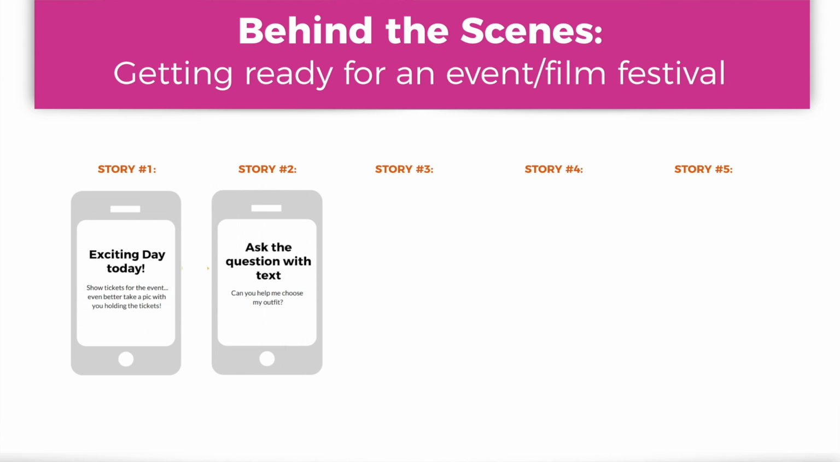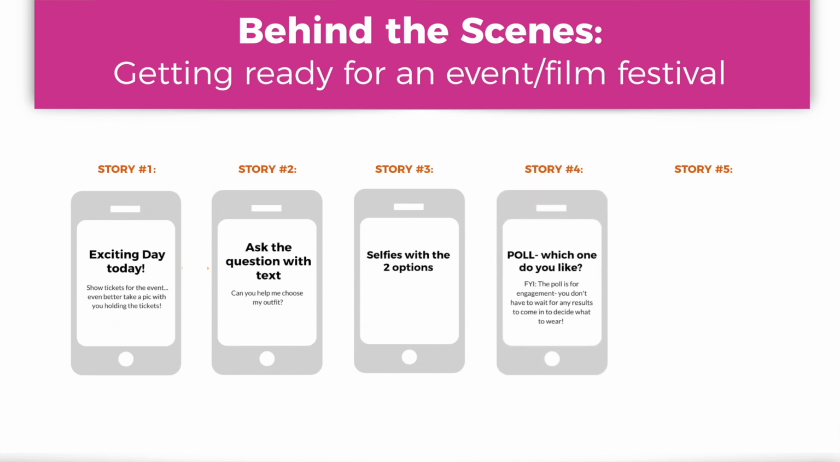Story 2, we want to add that conversation. We want to get them involved. So let's ask our followers a question. Can you help me choose my outfit? Story 3 would be a couple selfies with the 2 options. Story 4 would be a poll. Which one do you like? And keep in mind, this poll is for engagement and for building your community. You don't actually have to wait for results to decide which one you want to wear.